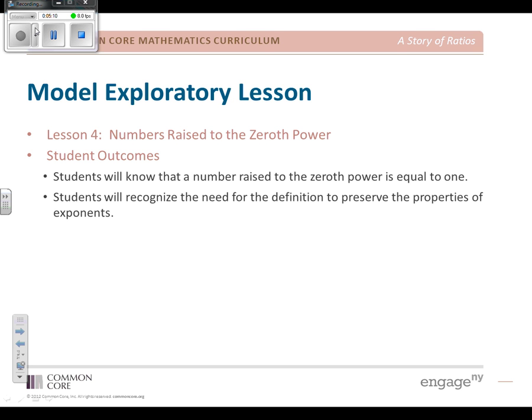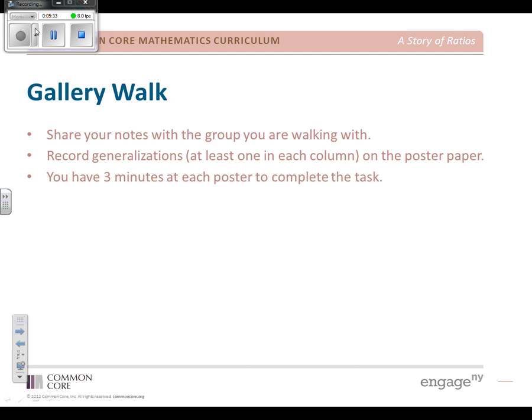Now, numbers raised to the 0th power. This is an example in lesson 4. If you turn to lesson 4, you'll see the exploratory lesson where students are working their way around to prove to themselves that any number raised to the 0th power is 1. That explanation is a great example of a topic that's often summarized or quickly gone over, but this adds a little depth to it.